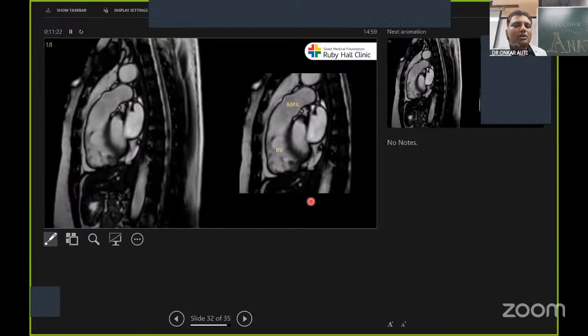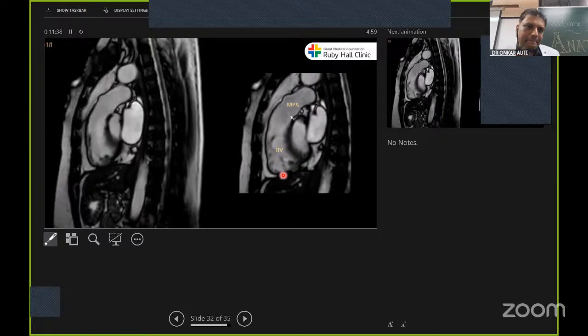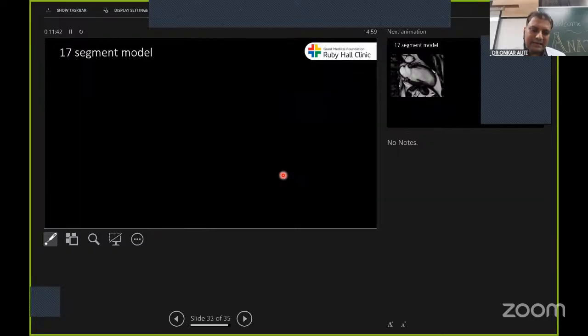Look at the wall. The moderator band you are not able to see over here because this is not in that plane. But if you see, the wall is thin, it's not a thick wall. Again, this is anteriorly located. So the anterior most chamber is your RV, and the valve between it is the pulmonary valve.